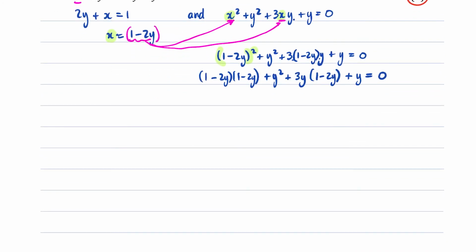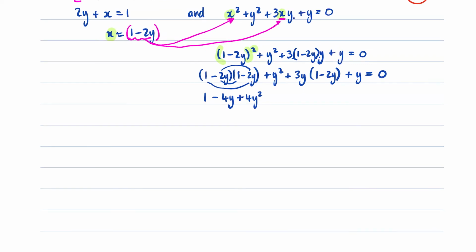If we go and do FOIL here, 1 times 1 is 1. My outers, negative 2y, and my inners are also negative 2y. Negative 4y. My last terms, positive, because of negative times negative, 4, y times y, y squared, plus another y squared. Now, we need to distribute in here, positive 3y times 1, and then positive times a negative, 3 times 2 is 6, y times y is y squared, plus y, equals 0.